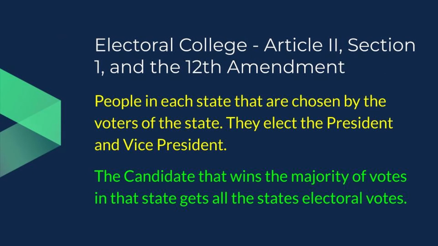Electoral College. Article 2, Section 1, and the 12th Amendment. They are the people in each state that are chosen by the voters of the state. They elect the President and Vice President. The candidate that wins the majority of votes in that state gets all the electoral votes.